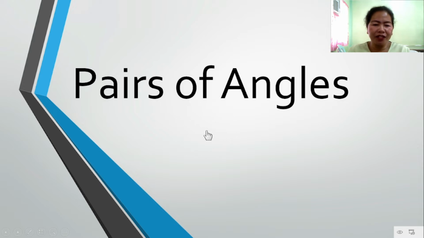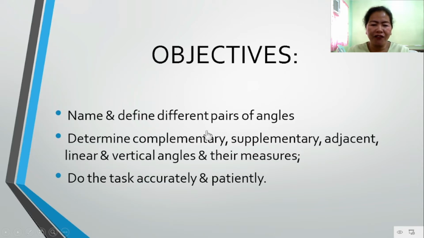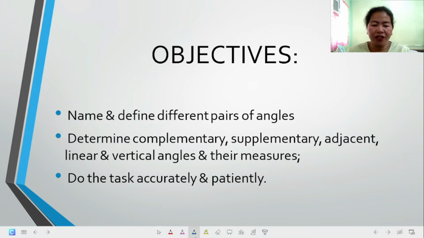Therefore, the objectives of this lesson: number one is name and define different pairs of angles. Next is determine complementary, supplementary, adjacent, linear, and vertical angles and their measures. Then the last one, of course, do the task accurately and patiently.